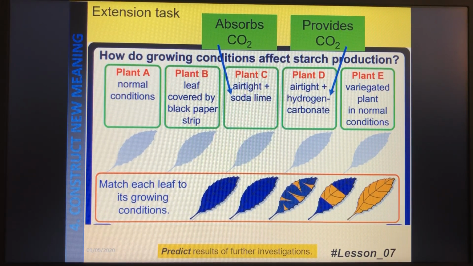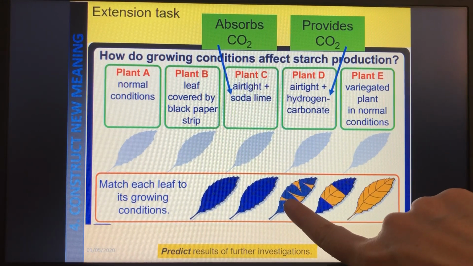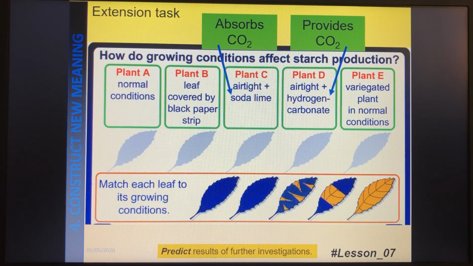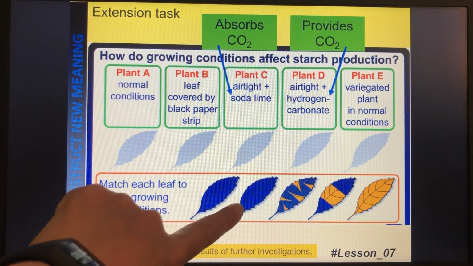Then I'm going to skip forward to plant E, which says it's a variegated plant in normal conditions, and that is this one here. And then we've got one where no carbon dioxide is present. So if there's no carbon dioxide, there's not going to be any photosynthesis, therefore there's going to be no starch. So this one here is C. And then plant D, where there is a lot of carbon dioxide being produced. That means photosynthesis can occur, and so that is going to be this leaf just here.